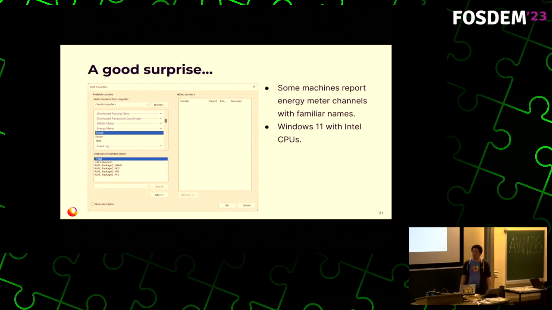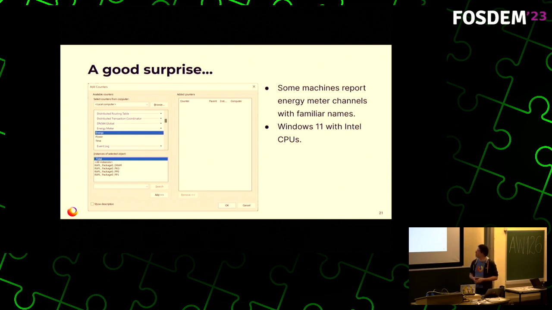And then I had a good surprise. I noticed on some machines that there were those things reported as energy meters. And the names are pretty familiar. They are the same names that we see if we use a piece of software called Intel Power Gadget that reports the power used by the CPU, an integrated GPU, and those kind of things. And after some correlation, I realized that all the machines on which I noticed this were running Windows 11, and they all had Intel CPUs.